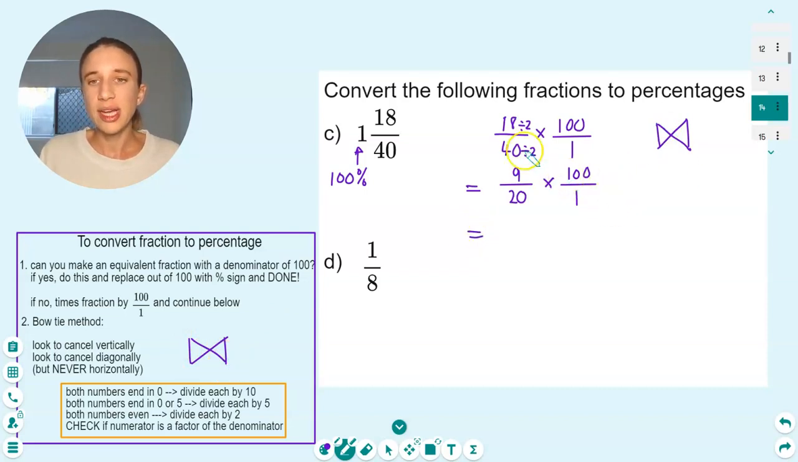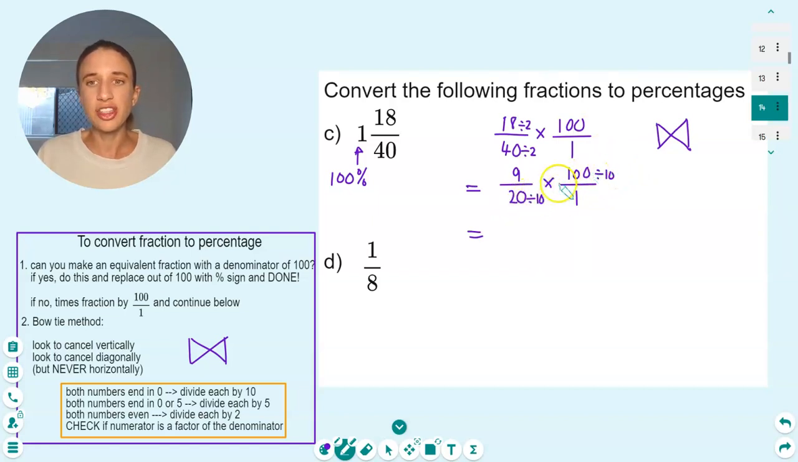So we've looked at vertically. There's nothing to do there. What about diagonally, right? Okay, diagonally, there's nothing there. 9 and 1 don't have common factors. 120 though, they do have common factors, right? They both end in 0. So we can divide both of these by 10.